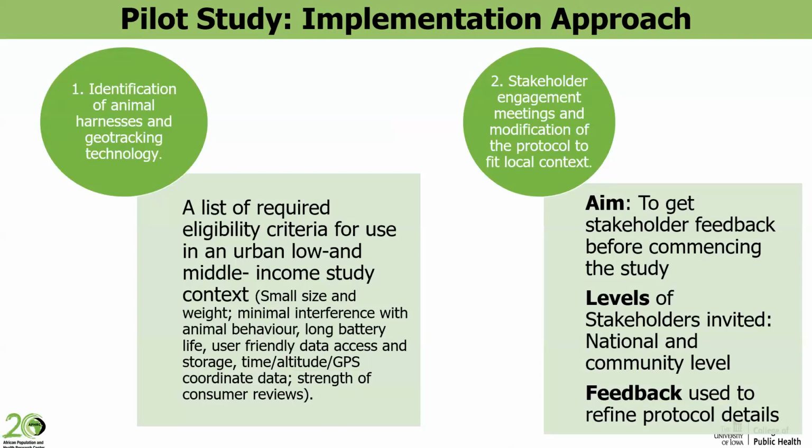Yeah, so we began this process by first identifying the animal harnesses and geotracking devices. And we had a list of required eligibility criteria for selecting these devices and harnesses. That is, for instance, they have to be small in size, they have to have minimal interference with the animal behavior or the infant behavior, they have to have a long battery life, and of course, we have to retrieve data from them. We also did a stakeholder engagement meeting just to get their feedback before we began the study.